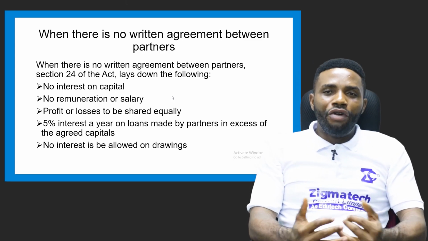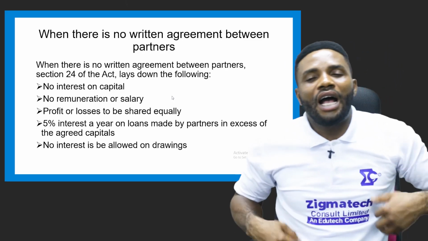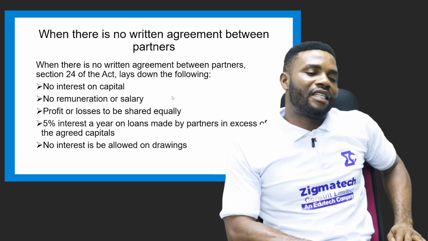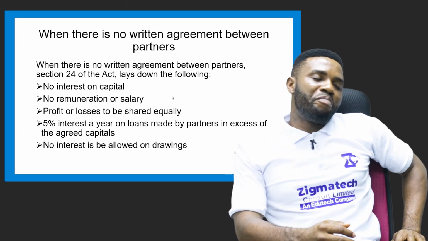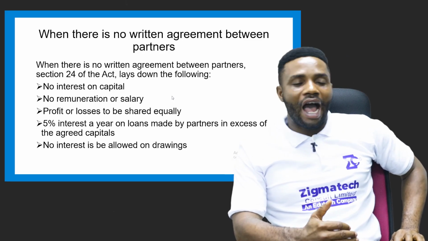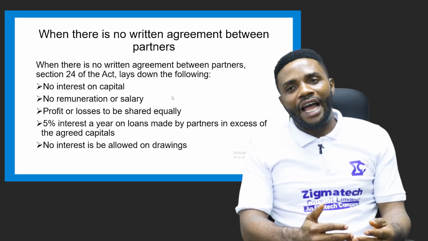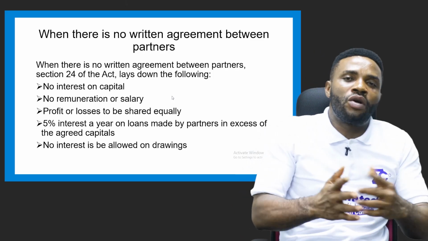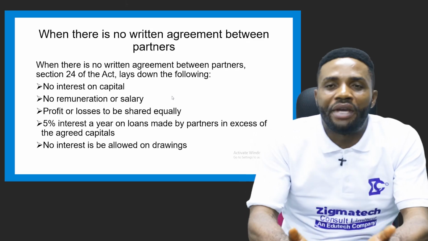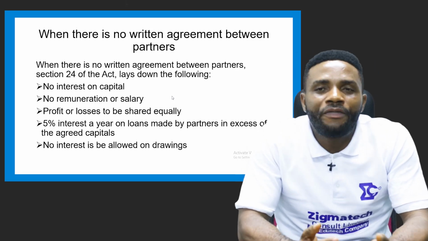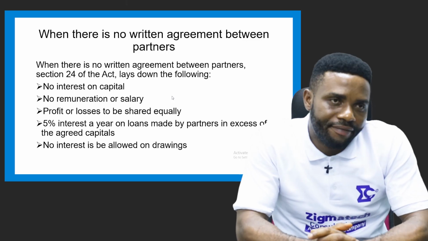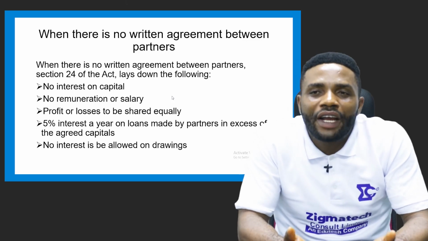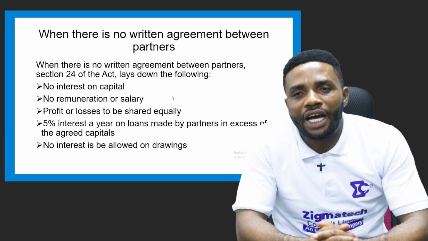Number two, no remuneration or salary. As long as we don't have any legal document that backs up what we are doing, we are not paying salary to anybody. If you like, you are active morning, afternoon, and night. If you like, you are not active, nobody is receiving remuneration. If we are paying salary, the salary will go round. If we are not paying, we are not paying. And then the third one is that profit or losses are to be shared equally. If we realize profit, it will be shared equally. If we are working at a loss, it will also be shared equally.